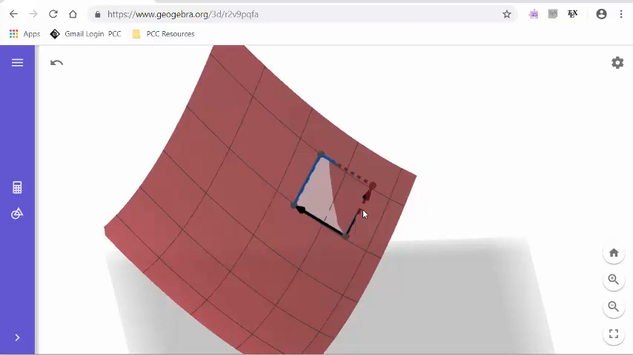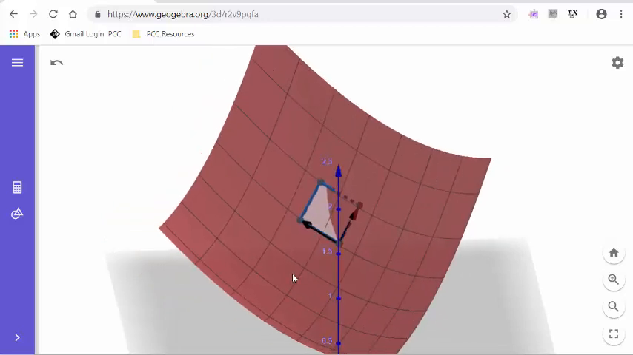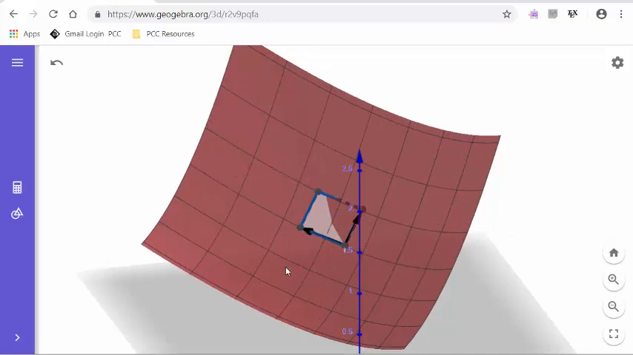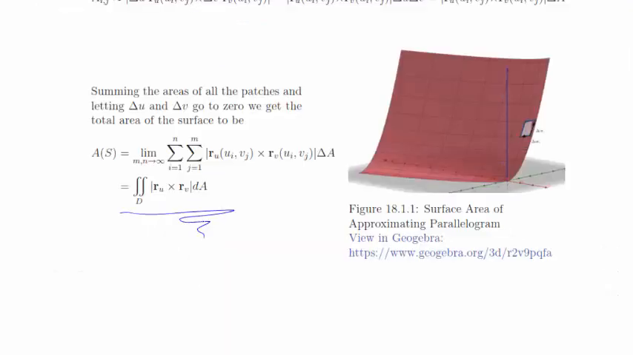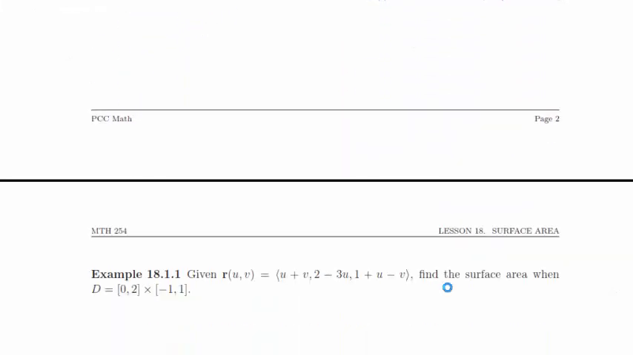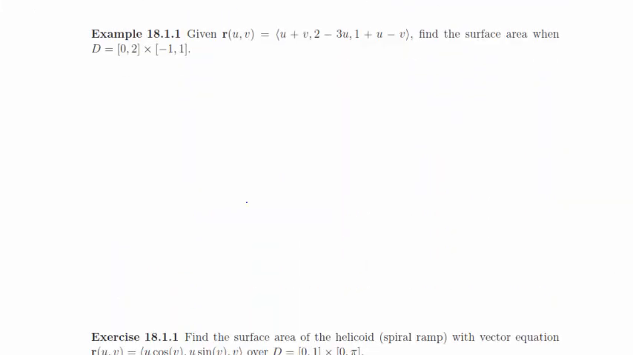But as we let delta u and delta v go to 0, these approximating patches are going to do a better and better job of giving our exact surface area for the region that we're talking about. Okay, I hope that all is making some sense here. Let's go ahead and move on to our first example, example 18.1.